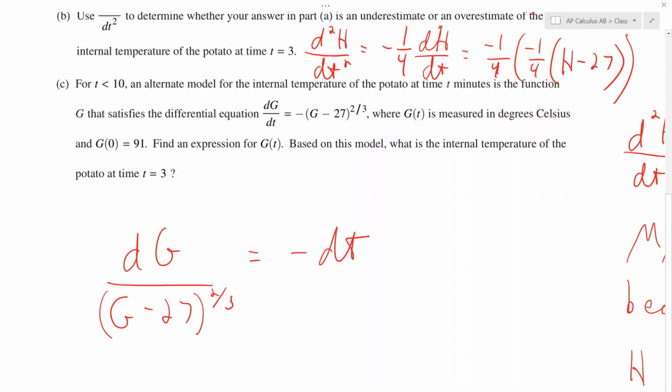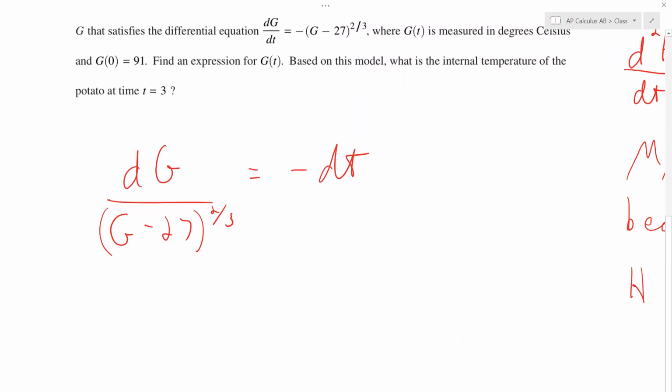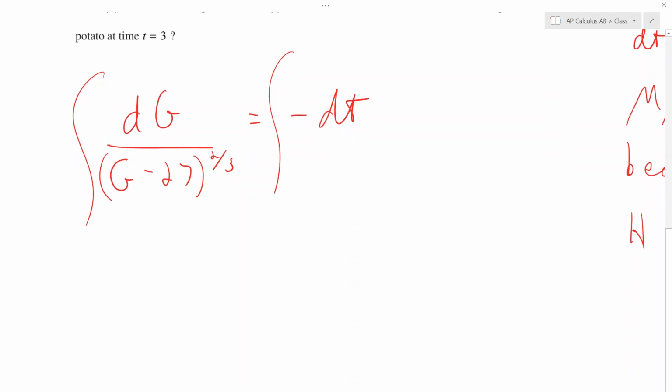That's our first step. Is that okay? We're going to want to integrate this thing. Integrate. That's -1 times dt. Okay? We okay with that? The integral of the right-hand side is just -t plus c.